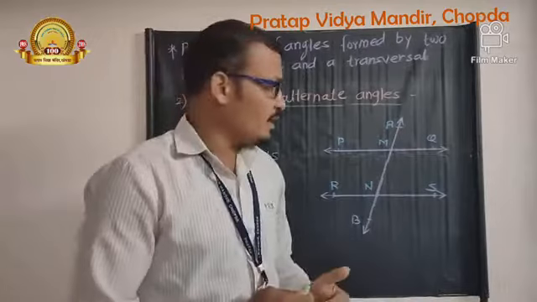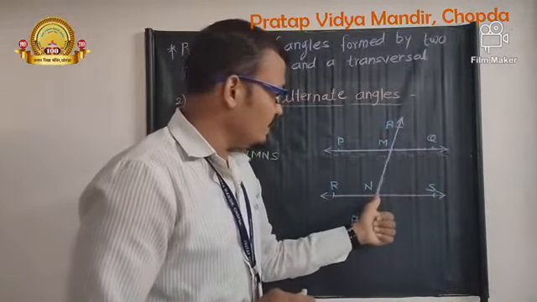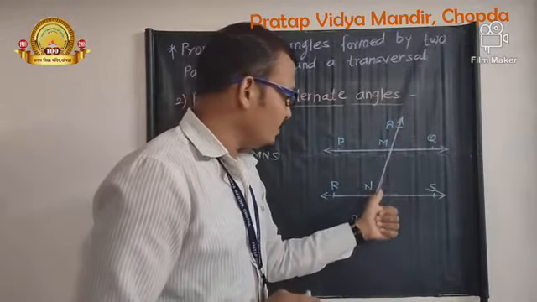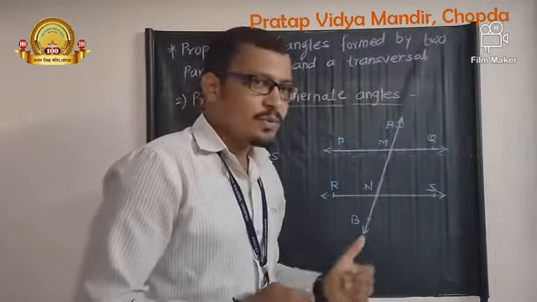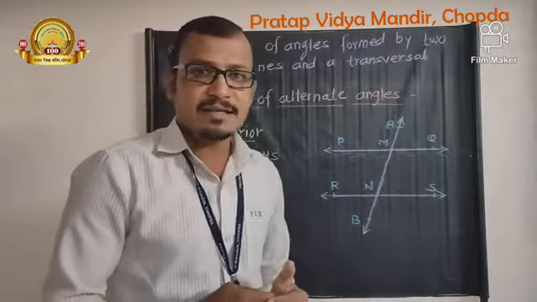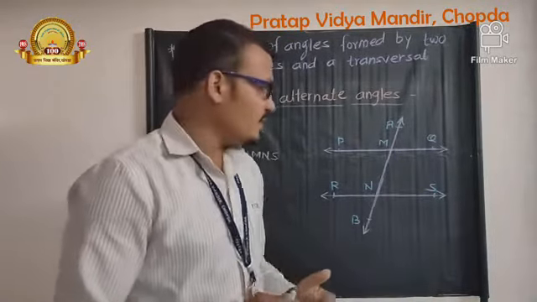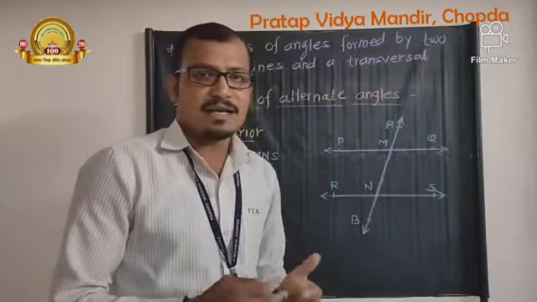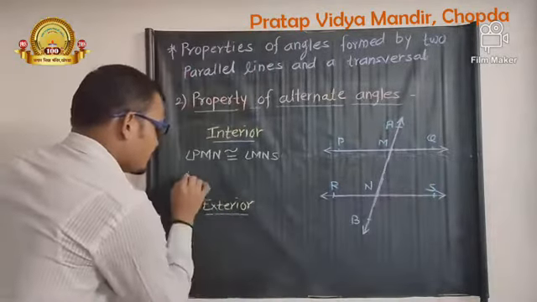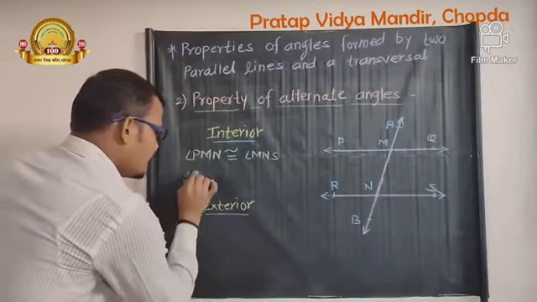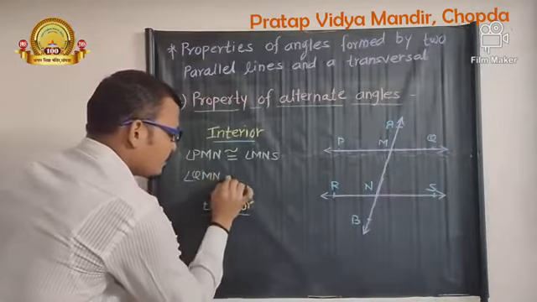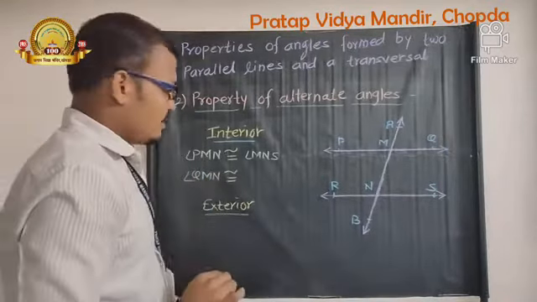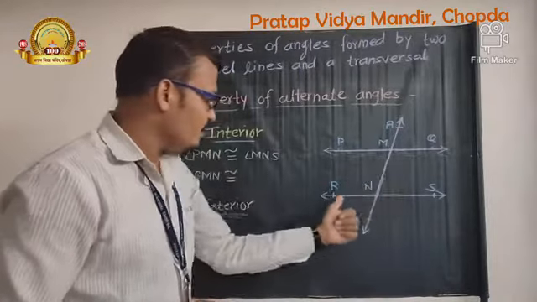Again, angle QMN and angle MNR are also interior alternate angles, and according to our property, these two angles are also congruent. So angle QMN is congruent to its alternate angle MNR.